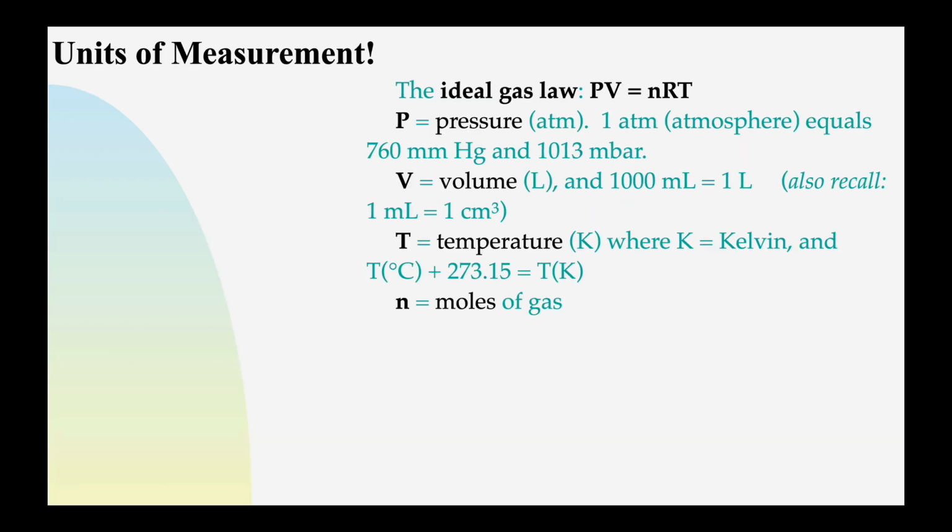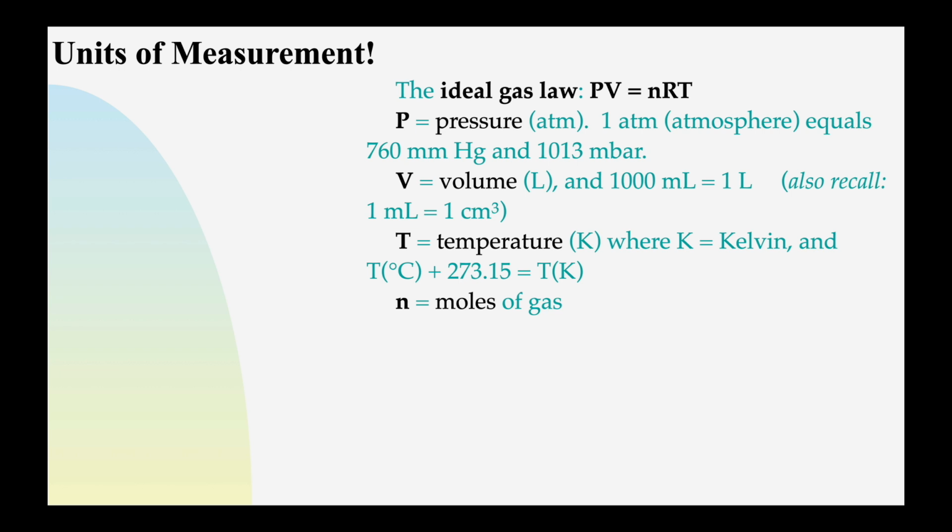So again, pressure has to be in atmospheres when you're going to plug it into PV equals nRT. And there are different conversions you can use, and depending on your lab, you may or may not need some of these. 1 atmosphere, the ATM symbol, is equal to 760 millimeters of mercury, and that's also equal to 1013 millibar. So depending on whether this is an actual lab or a virtual lab, you might need one or the other. All right, no problem.